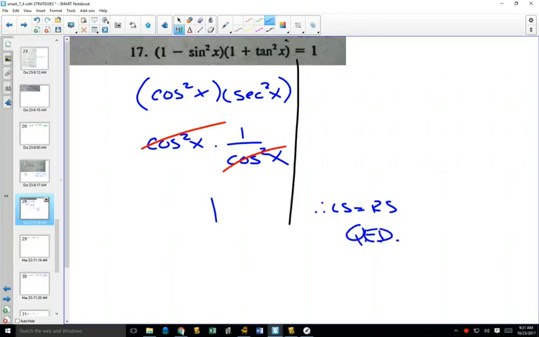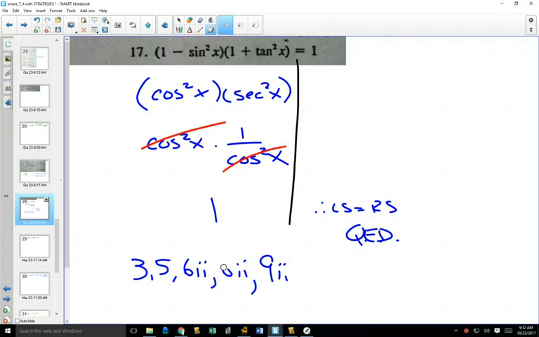All right, the ones for practice are 3, 5, 6, 8, and 9. Oh, not 8. 7, 7, not 8.